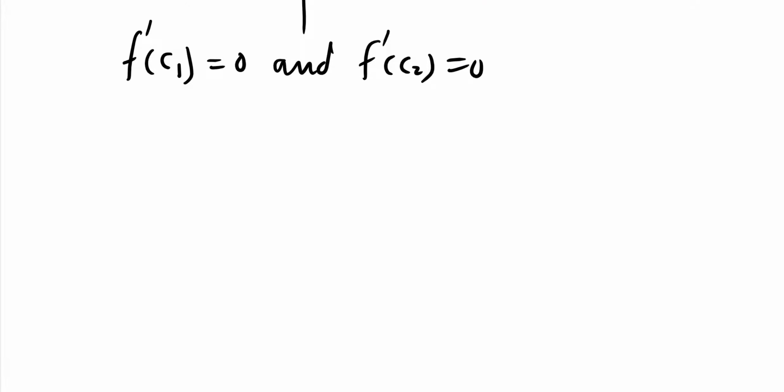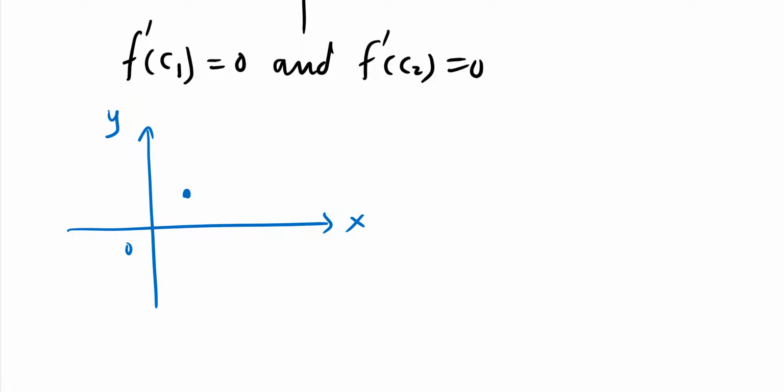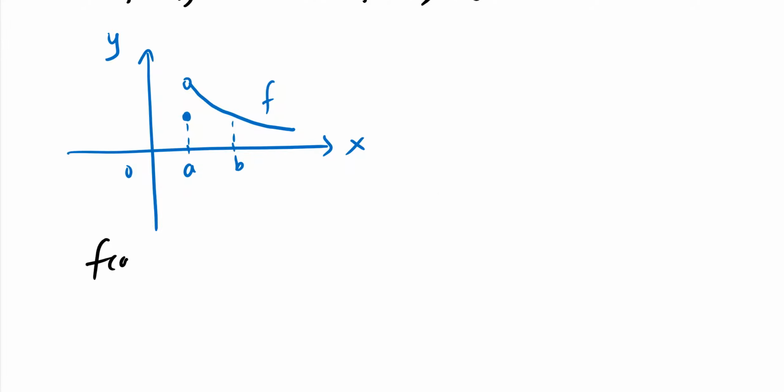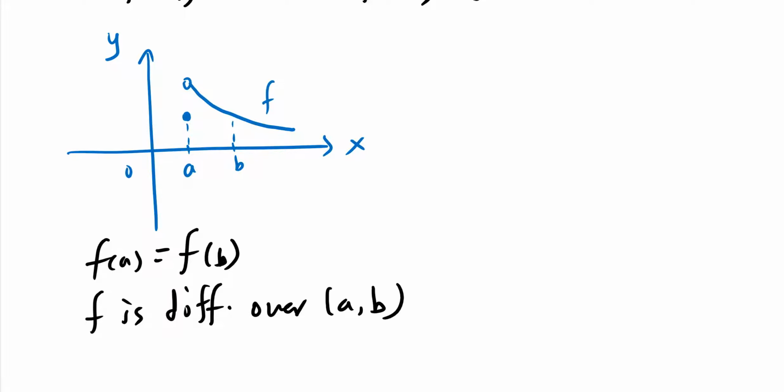So let's look at other examples. Let's look at a different kind of example. Let's say we have a dot here as part of the graph and the function goes this way. Let's say a is here and b is here. Notice f(a) and f(b) are the same, so f(a) equals f(b). The function f is differentiable over the open interval (a, b).